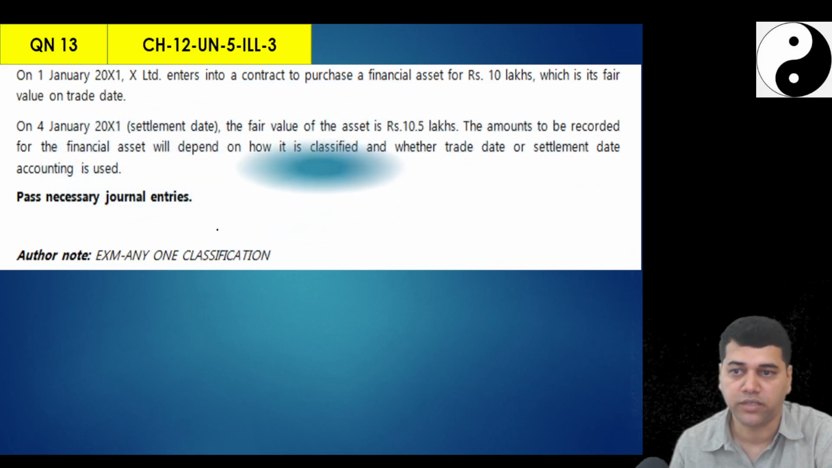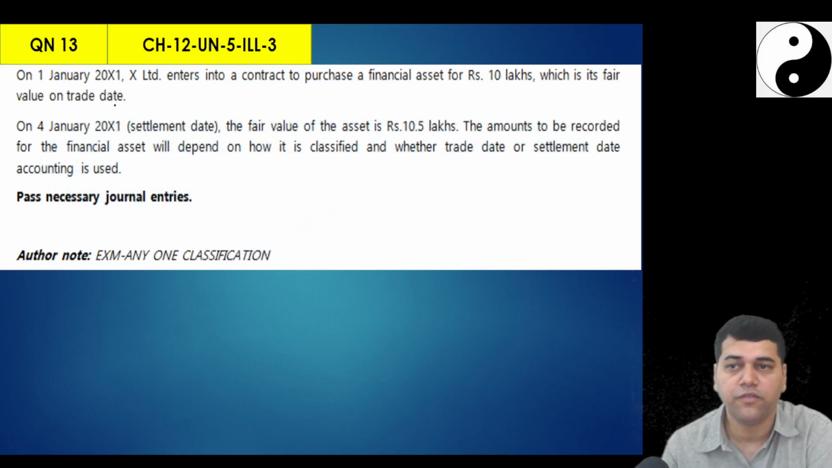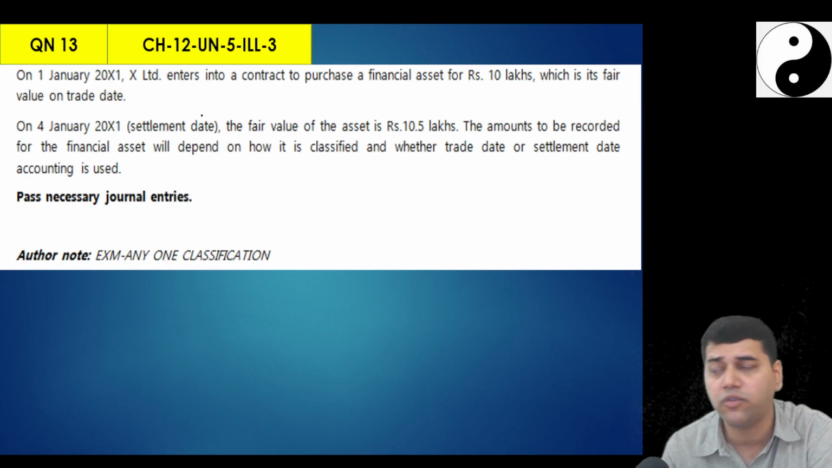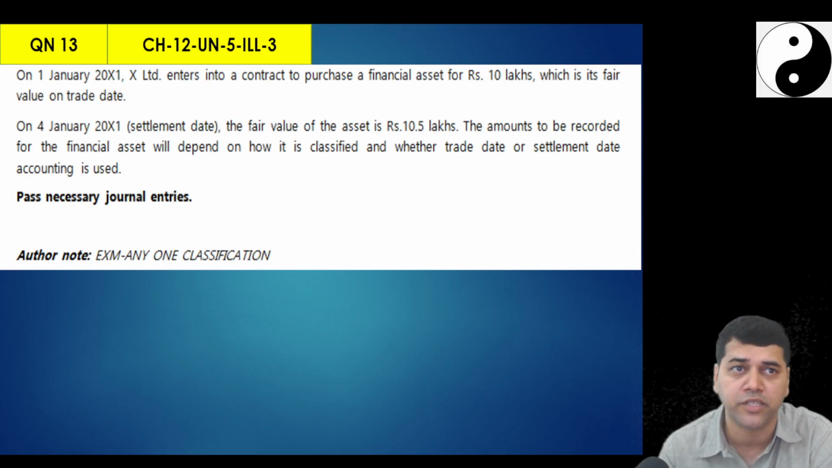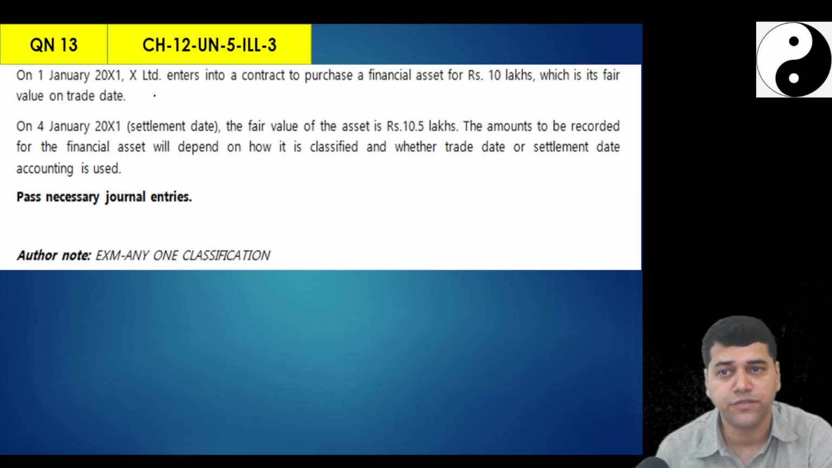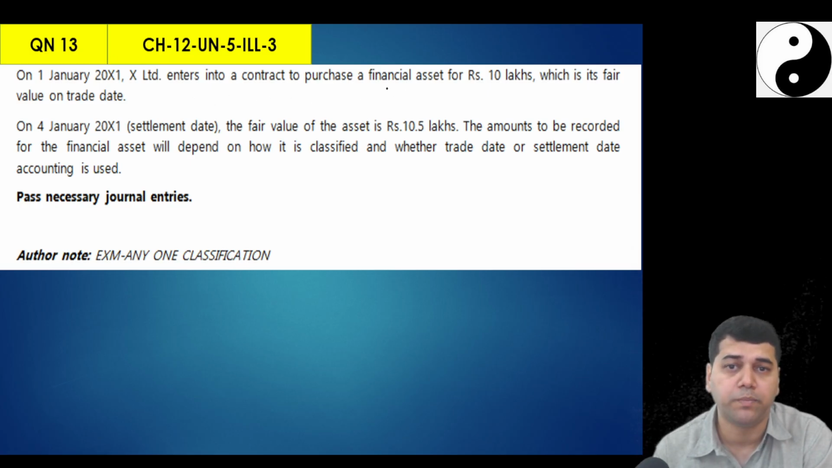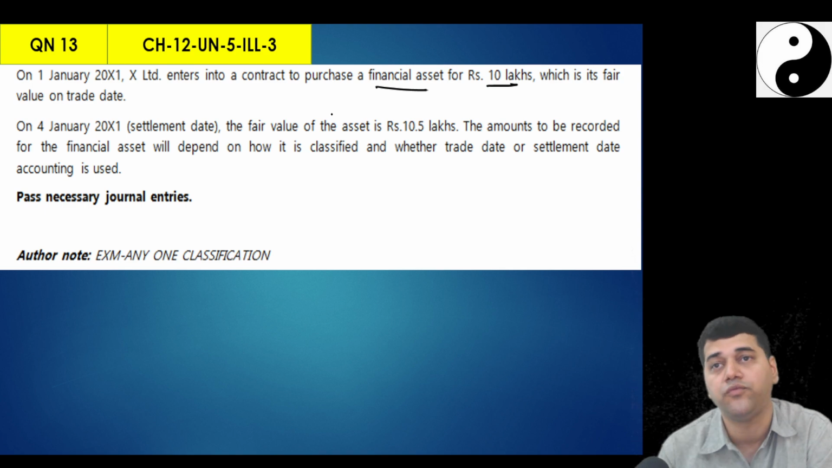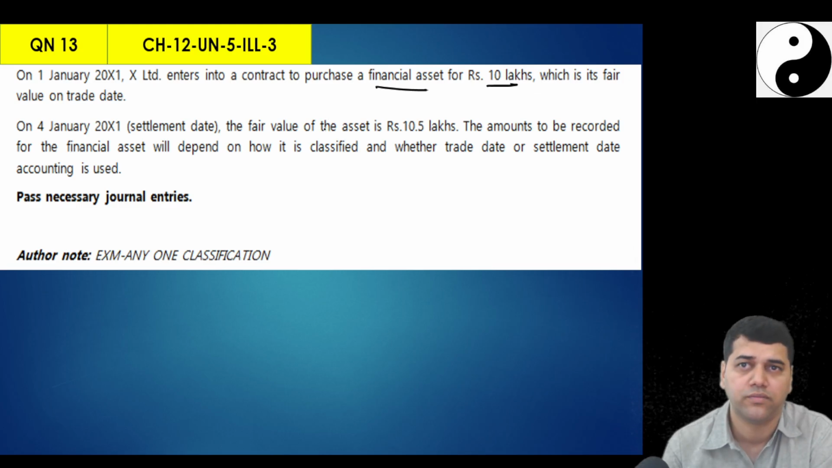Take out question number 13. On 1st of January, only one question is there. Till now, in the old syllabus, it has never come in your examination. On 1st of January, X enters into a contract to purchase a financial asset for 10 lakhs. Which financial asset is it, debt, equity, derivative? The question is silent. Doesn't matter also.